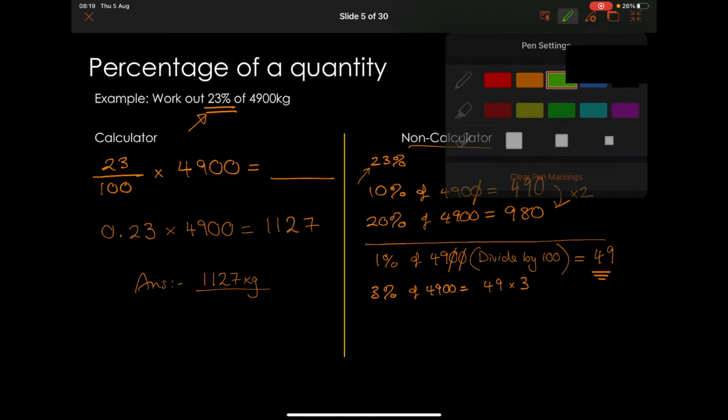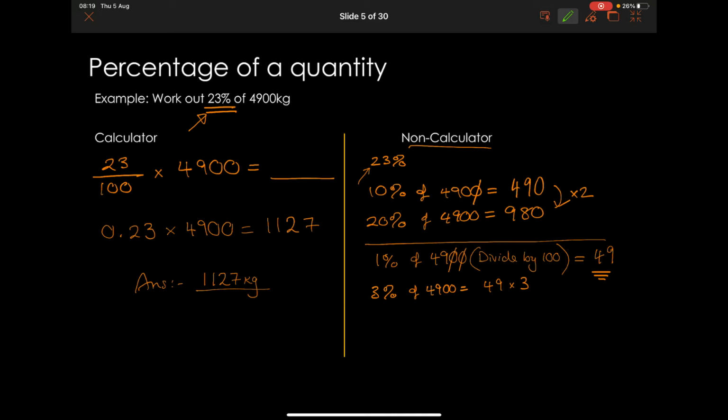Now, because this is the non-calculator method, I'm going to have to do that in long multiplication form. Okay, so I'm going to do 9 times 3, which is 27. Put 7 there and I carry the 2. And then 4 times 3 is 12, plus the 2 is 14. So that is 147. So 3% of 4,900 is 147.